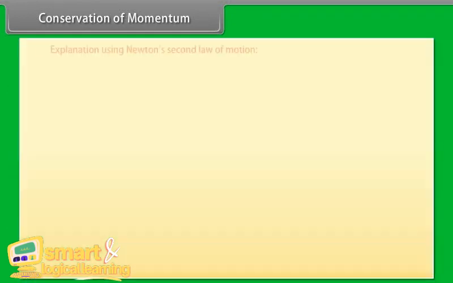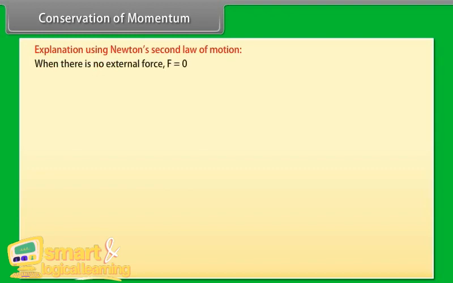Explanation using Newton's second law of motion. When there is no external force, F is equal to 0. Then dP by dt is equal to 0. P is equal to constant. mv is equal to constant. m1 v1 is equal to m2 v2.